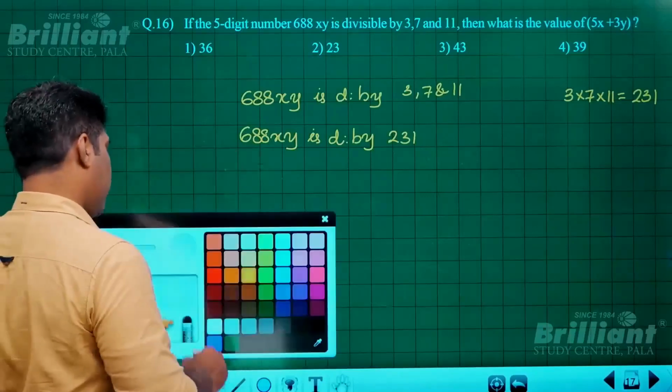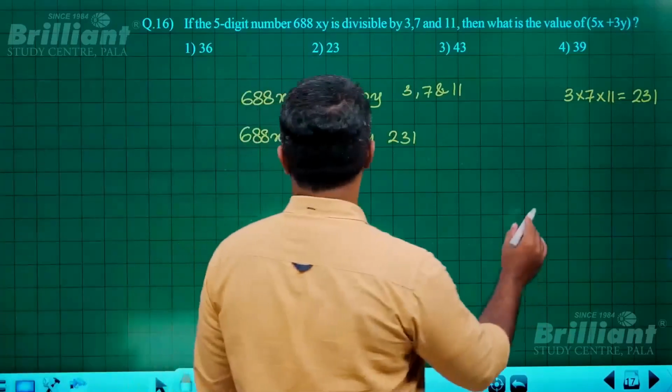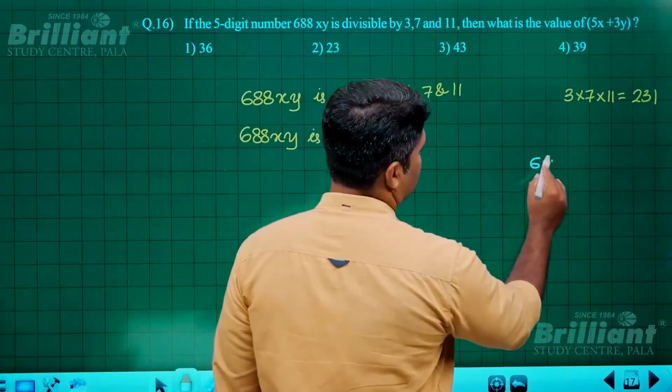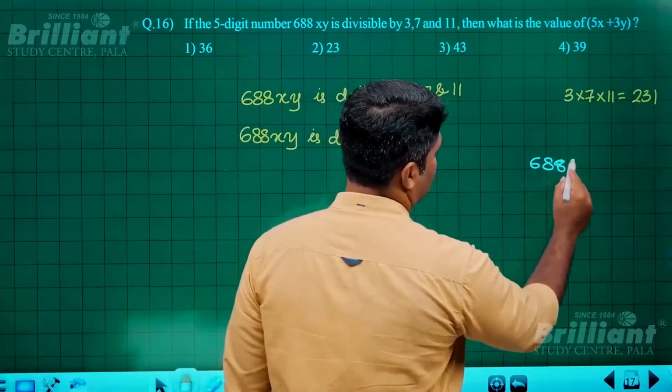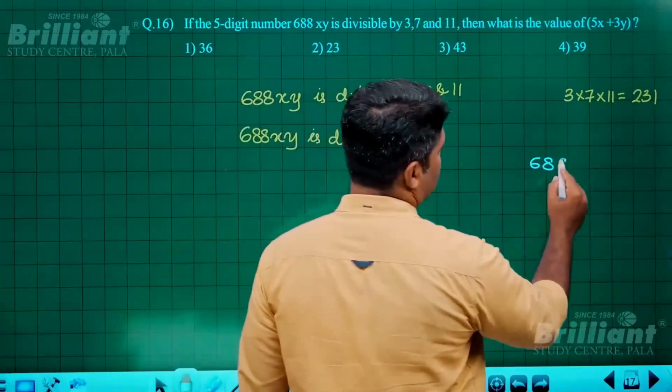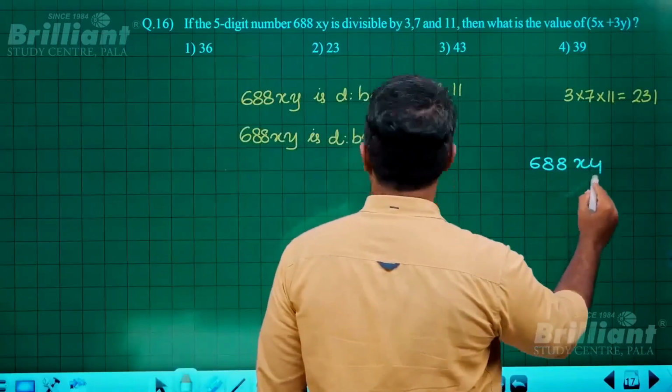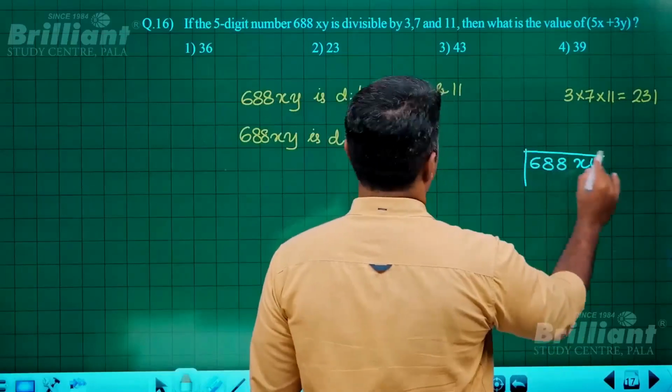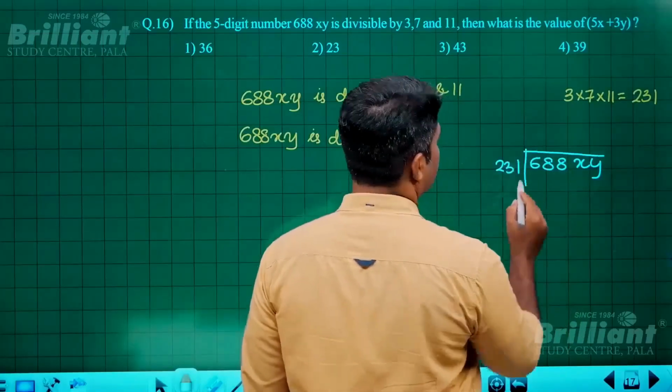So now we just consider which is a suitable value of xy that will satisfy being divisible by 231. For that purpose, we just consider the normal division. So this 688xy we have to consider. This is 688xy. We divide it by 231. So that's the usual division.